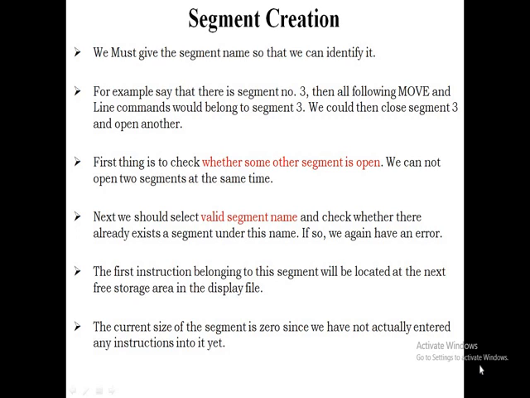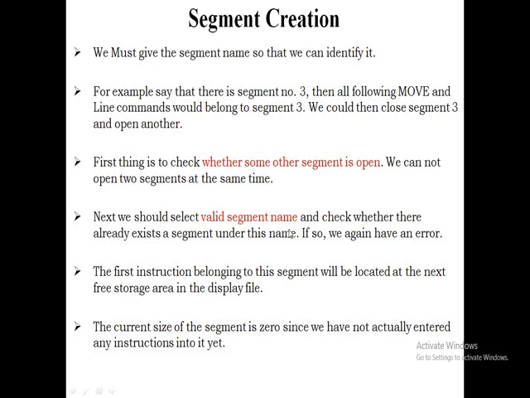First thing is to check whether some other segment is open. This is very important, otherwise we would get an error. We cannot open two segments at the same time. Second, we must check for a valid segment name, and check whether a segment already exists under this name. If so, we get an error.